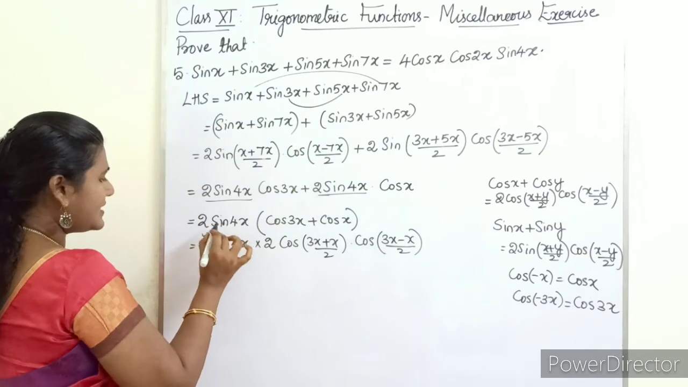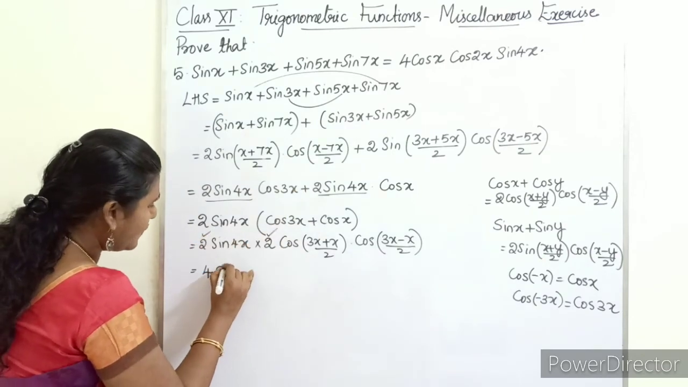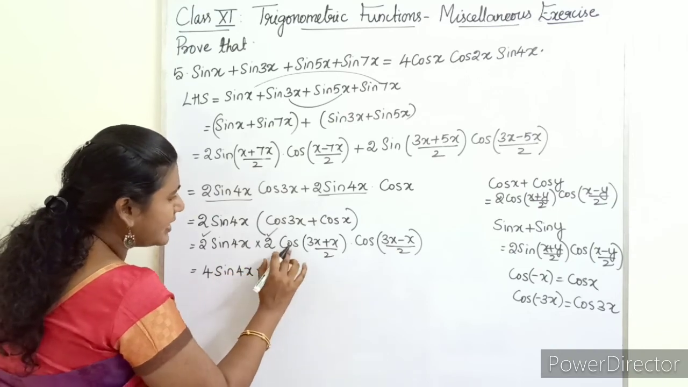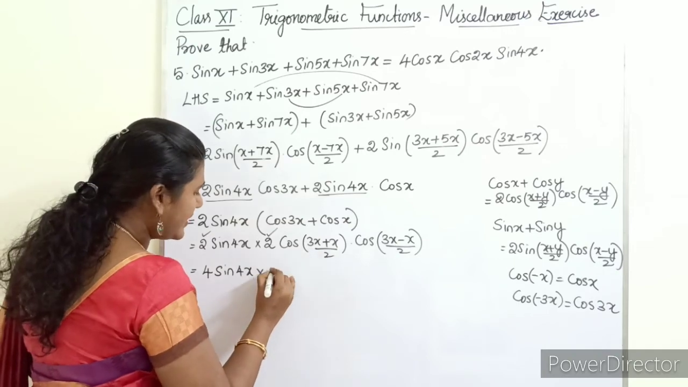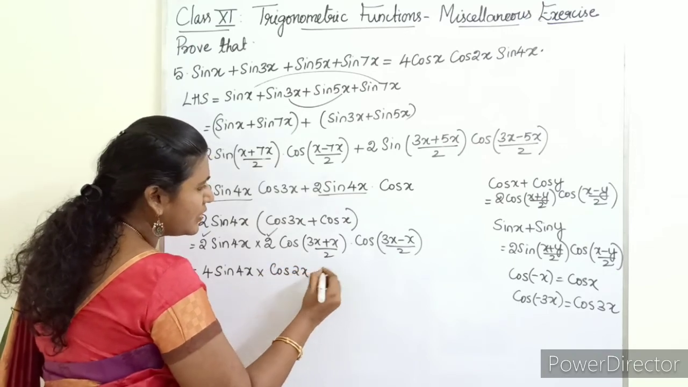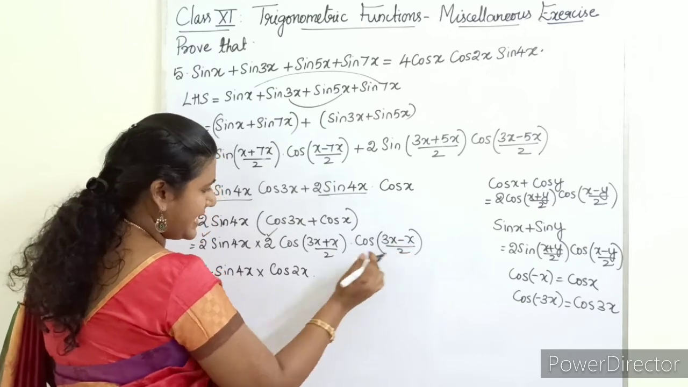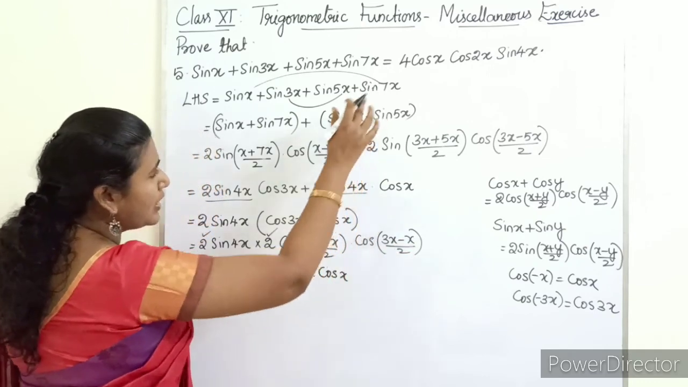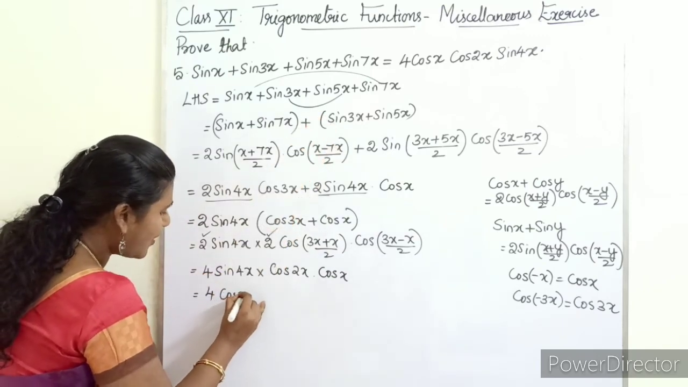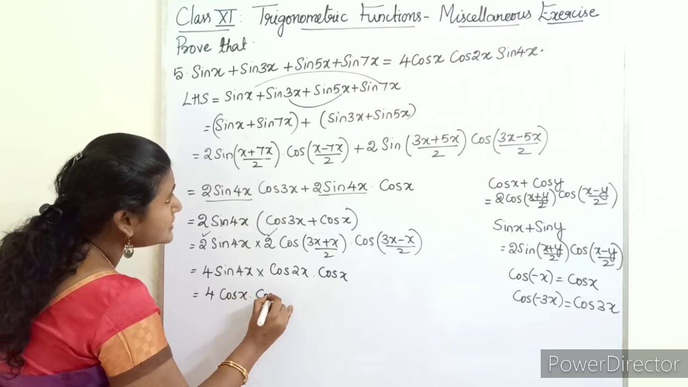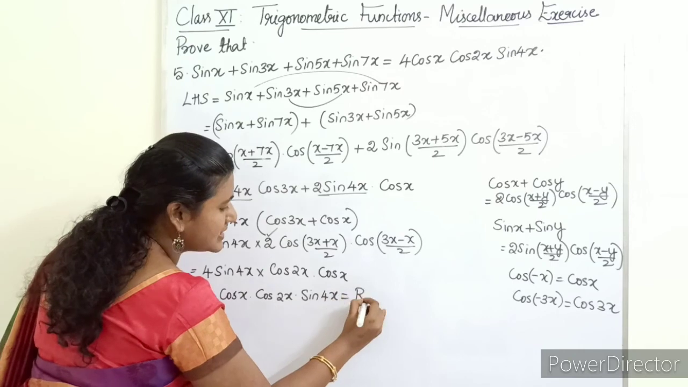Now we will simplify this, 2 and 2 we can multiply, so you will get 4 sin 4x into, here cos (3x plus x) is 4x, 4x by 2 is 2x, so cos 2x, into (3x minus x) is 2x, 2x by 2 is x, so cos x. So we got the answer, we will rewrite in the same order. So 4 into cos x into cos 2x into sin 4x. So this is our RHS.